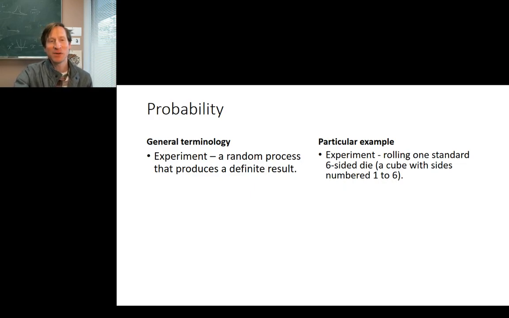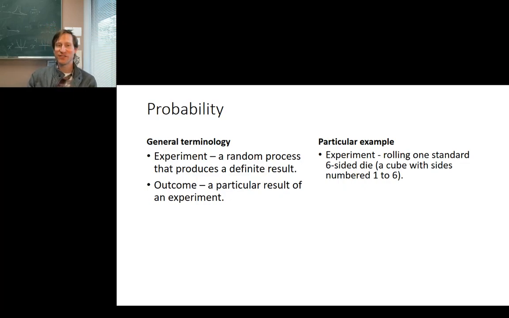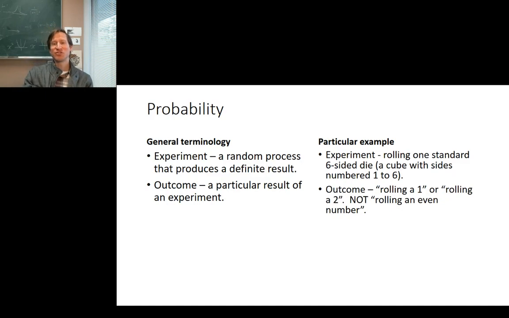For any experiment, since it produces a definite result, the experiment will have a collection of outcomes, which are just the things that can happen as a result of the experiment. So for our rolling a six-sided die, of course you could roll a 1, or a 2, or a 3, or a 4, or a 5, or a 6. But an outcome is just a single outcome. It's not a collection of possible results. So for example, rolling an even number doesn't count as an outcome.